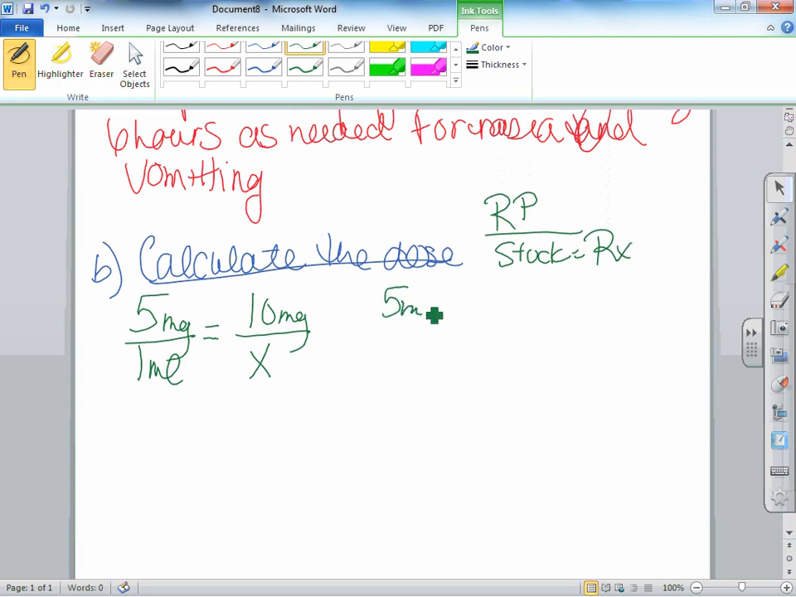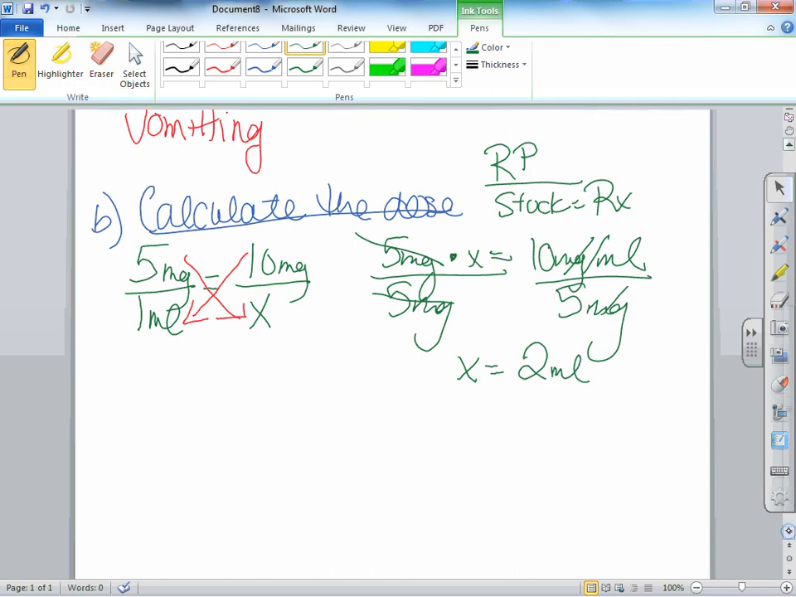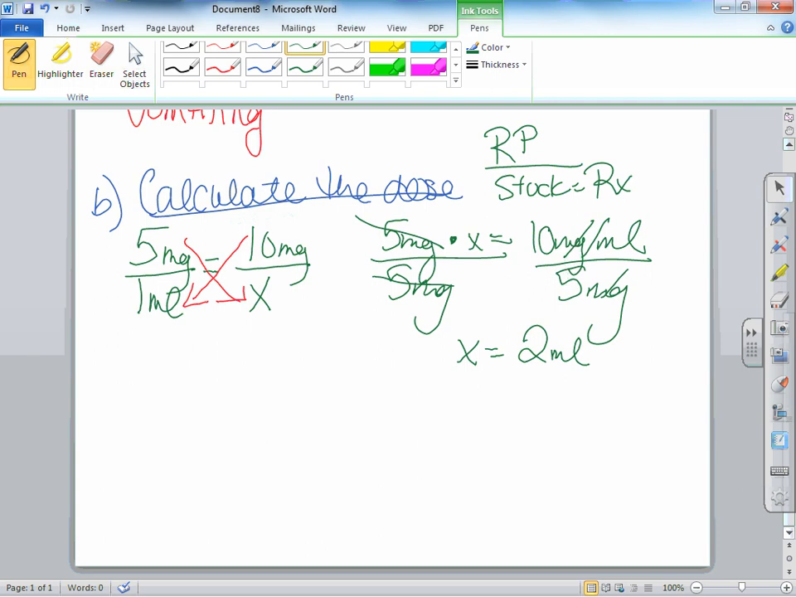And I'm just going to solve this problem. So I'm going to crisscross multiply. So that's 5 milligrams times X equals, crisscross multiply, 10 milligrams times 1, which basically gives you 10 milligrams per milliliter. I'm going to divide 5 milligrams on both sides. 5 milligrams cross out on the left-hand side, leaving you with X. Milligrams cross out on the right-hand side, leaving you with milliliters, but 10 divided by 5 is what? 2 milliliters. So the patient needs to receive 2 milliliters as the dose.